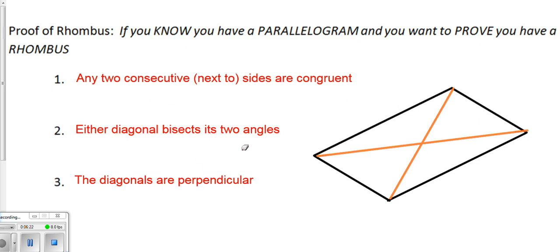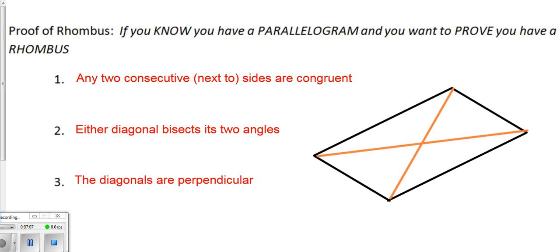If either diagonal bisects its two angles. So we don't have to show both. If this diagonal, this orange line, cuts the angles that it goes to, so it cuts this big angle in half, so that's the same as that, and that is the same as that, it means it bisected these two angles. If that happens, then this is for sure a rhombus. Okay, you don't need to know that both diagonals are doing that. You just need to know that one of these orange lines, one of the diagonals, is bisecting the two angles that it comes from. Then it would for sure be a rhombus.